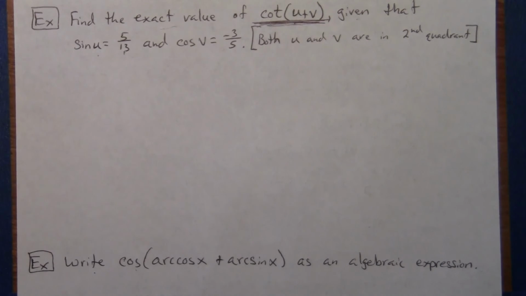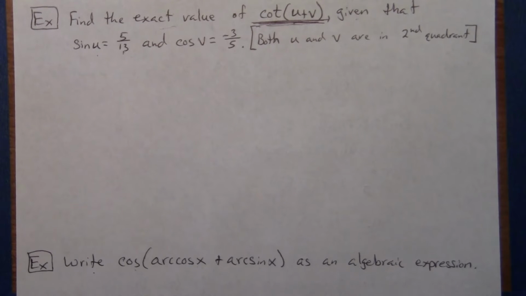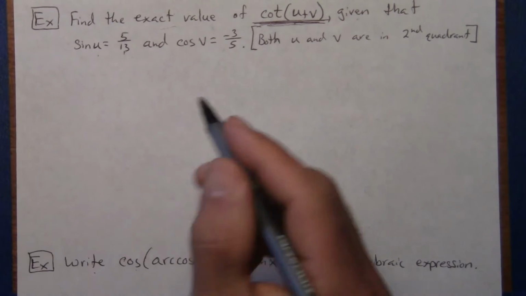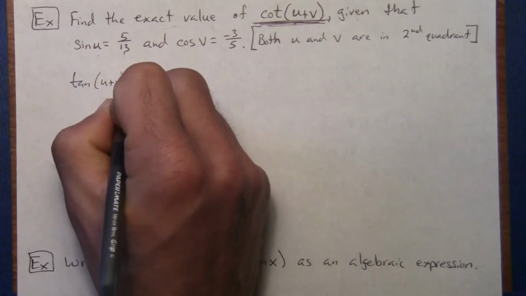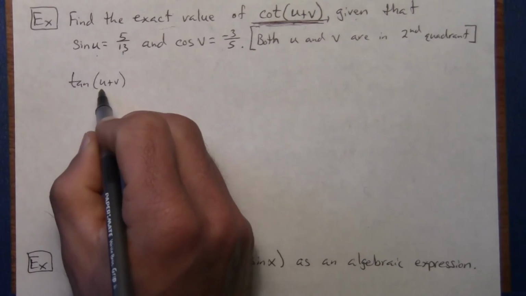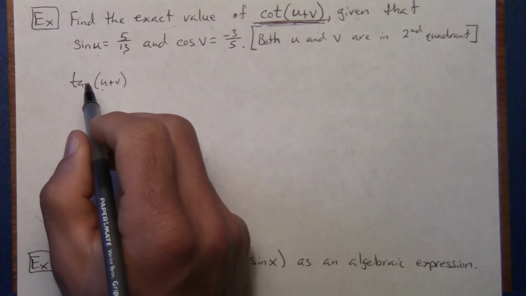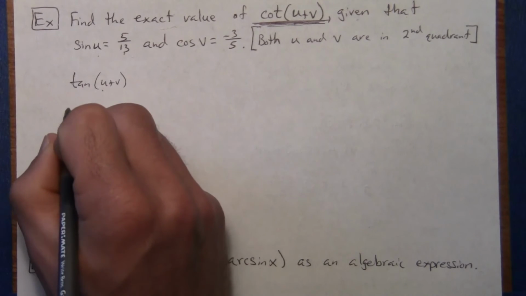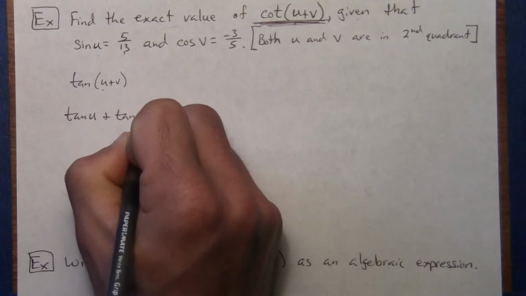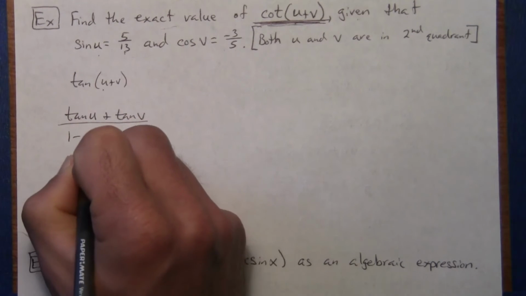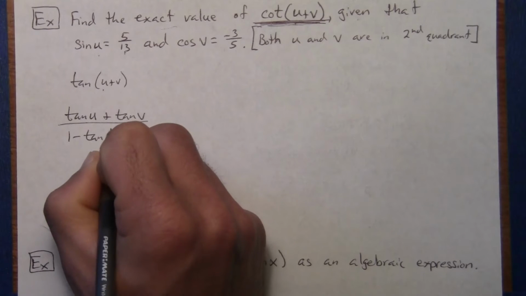Now, we don't have an identity for cotangent, but I know that cotangent is the reciprocal of tangent, so I'm going to basically just change this into tangent. I'm going to pretend that this is the tangent of u plus v. And so now I'm going to expand this out, and according to the identity that we have, this would be the tangent of u plus the tangent of v divided by 1 minus the tangent of u times the tangent of v.